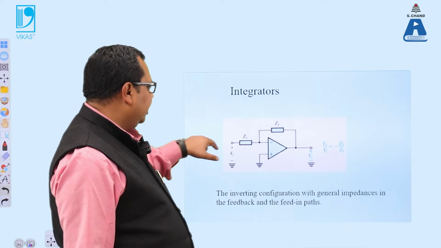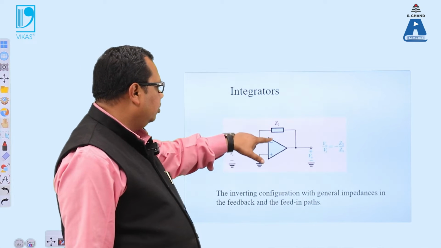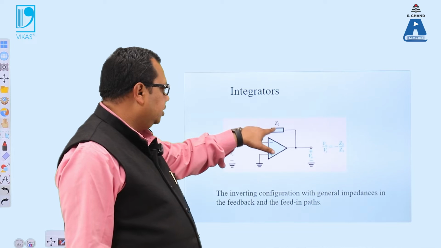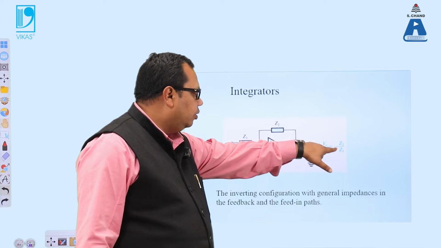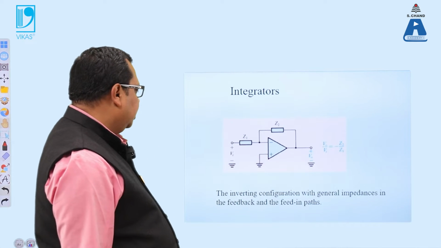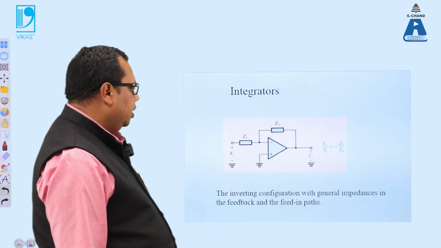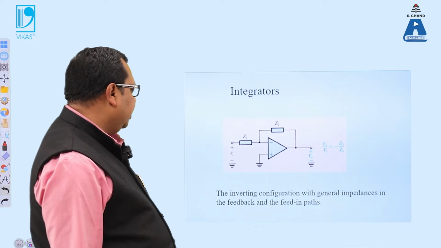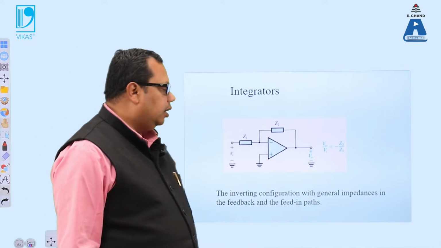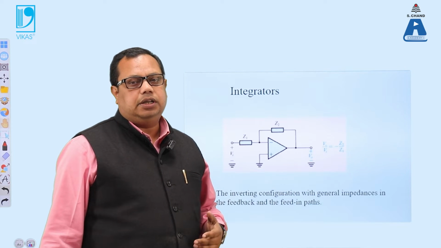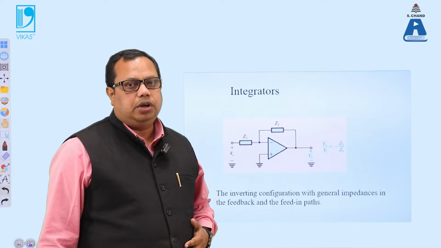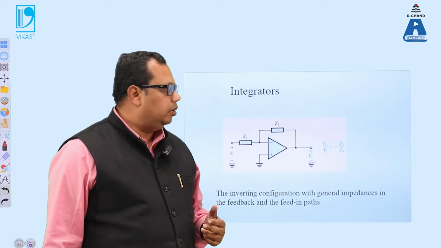We can see that the impedances Z1 and Z2 are connected here. V0 by Vi is equal to minus Z2 by Z1. So this is the inverting configuration. In the inverting configuration, we have a general impedance, impedance being the total effective resistance of the particular circuit.